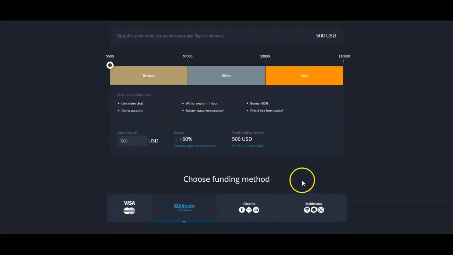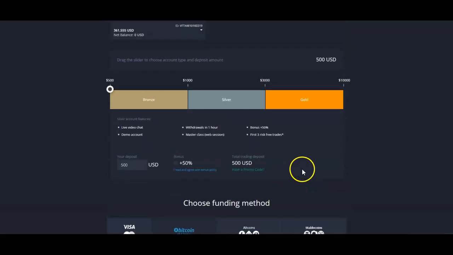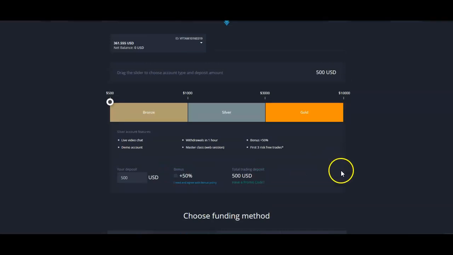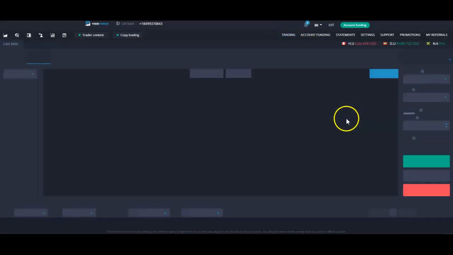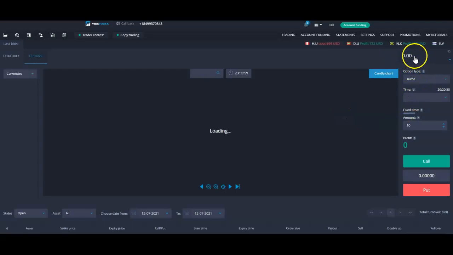Now, as soon as you deposit, depending on the blockchain, it could take anywhere from 15 minutes upwards of an hour. As soon as the deposit hits your account, you're going to see a live balance here in the top right hand corner.